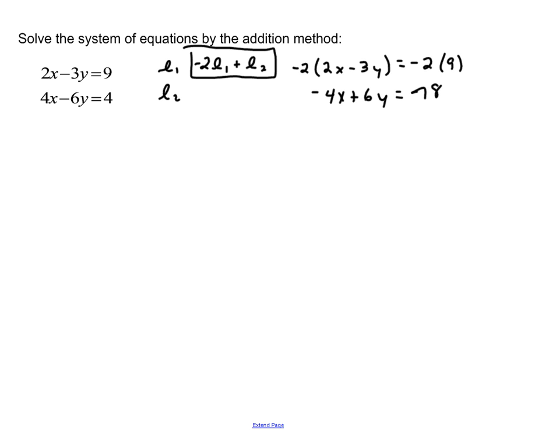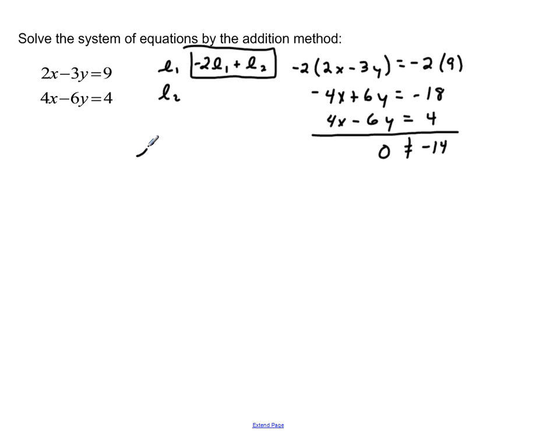Interesting. Okay, -18 there. This is almost beginning to look like our last setup, right, where we got 0 equals 0. Will that happen here? Well, no, because when we add the second equation, 4x minus 6y equals 4, and combine these two equations, we come up with 0 on the left, but on the right we come up with negative 14. Well, clearly 0 does not equal negative 14, so what conclusion should we reach?